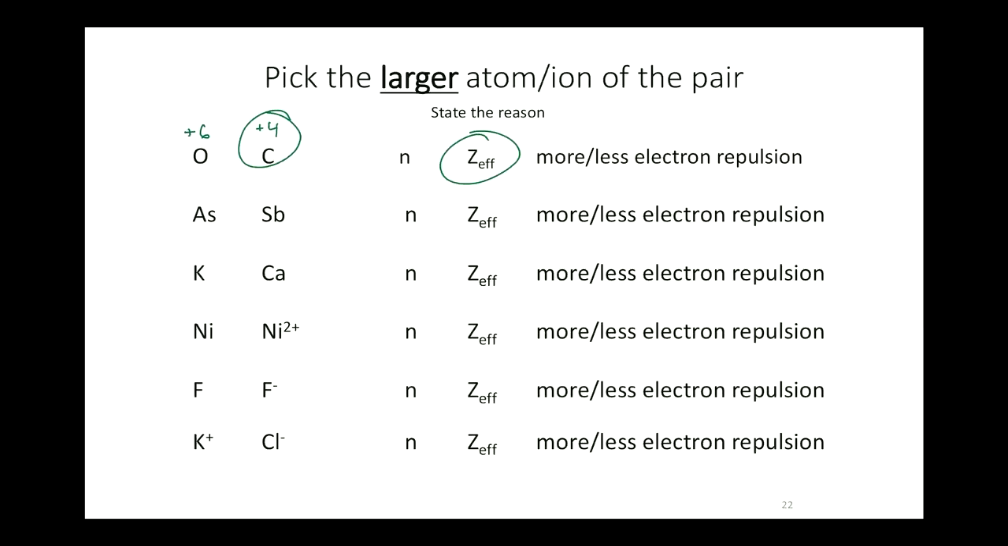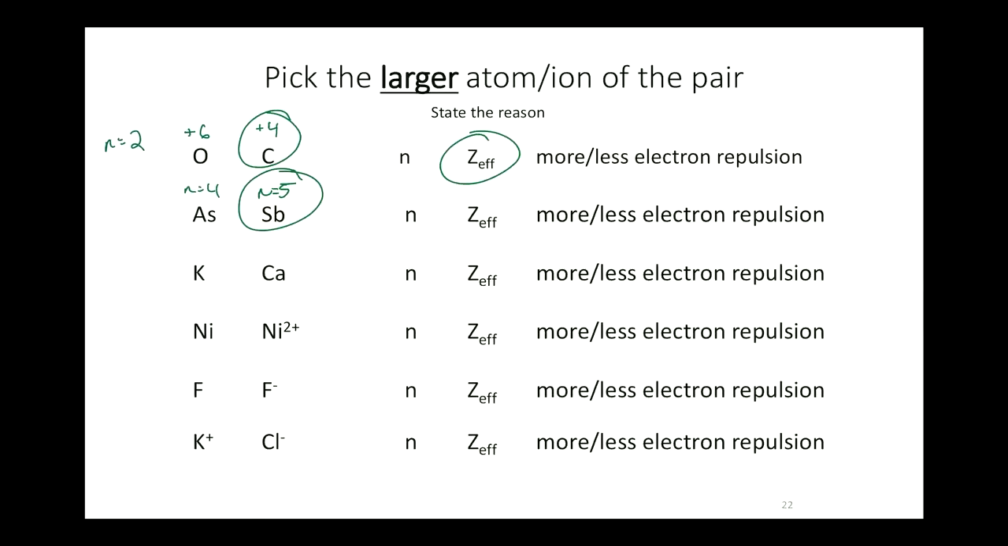Antimony, yes, because antimony is N equals, I don't even know, 2, 3, 4, 5. N equals 5. And arsenic is N equals 4. So we say antimony is larger. Right? We only can do that because the N values are different. In the previous one, the N values were the same, so we have to go to the next step.